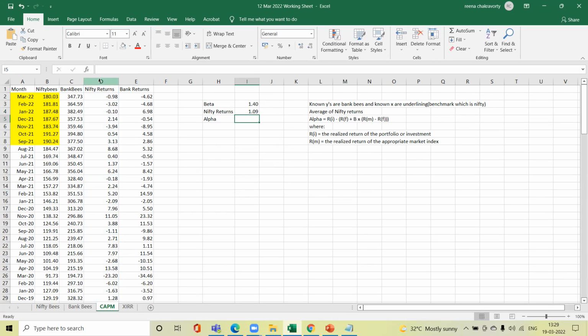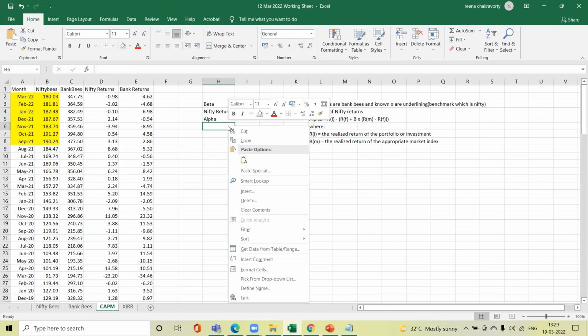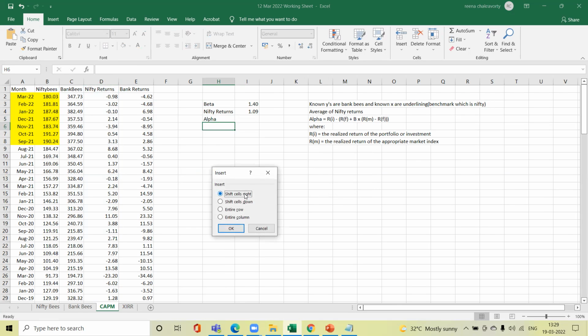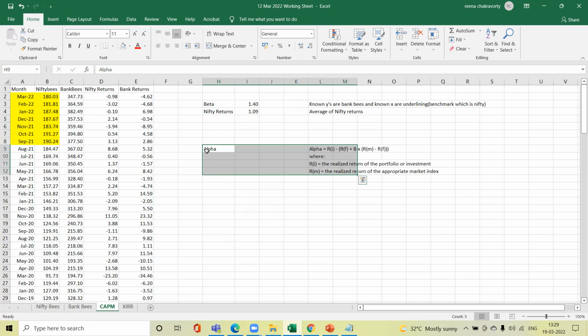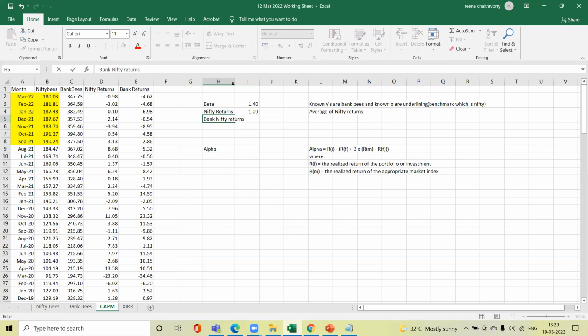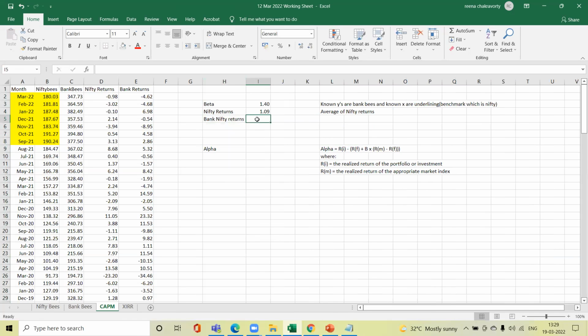Bank Nifty returns. Again, insert one more. Just push alpha down, cut that and write it down. Okay, now no problem. Bank Nifty returns. Just a moment.